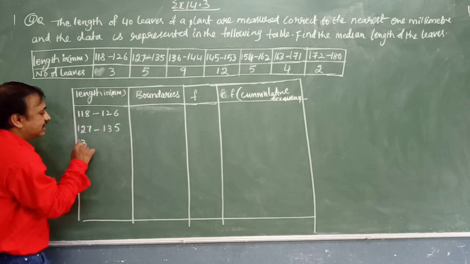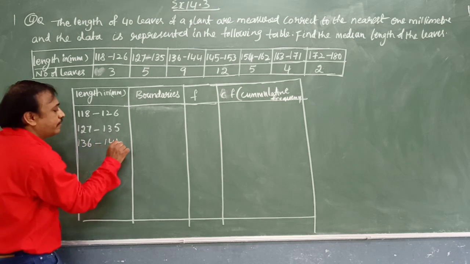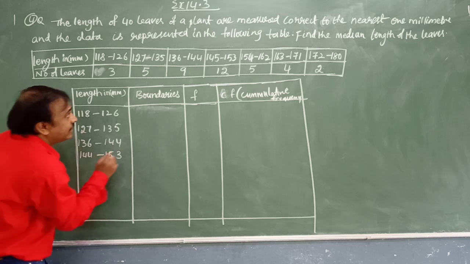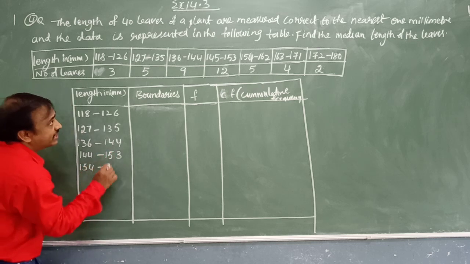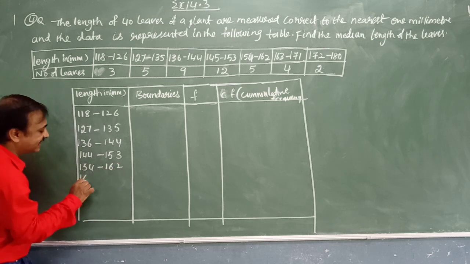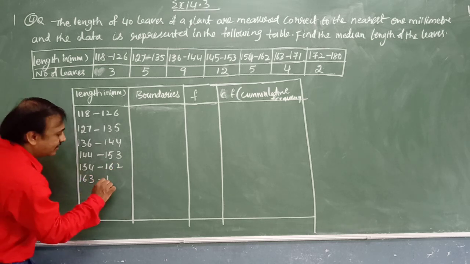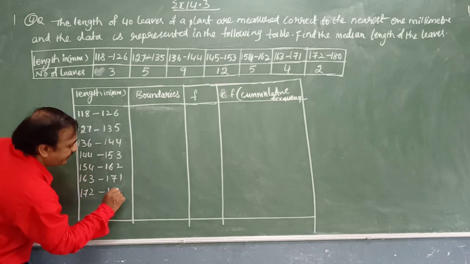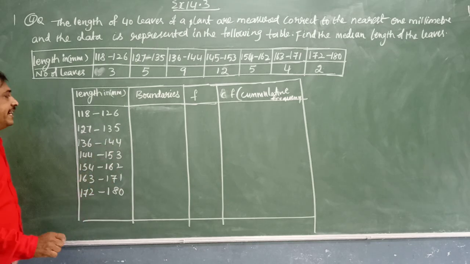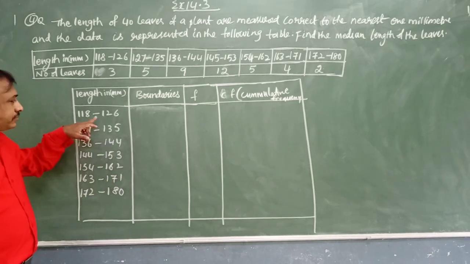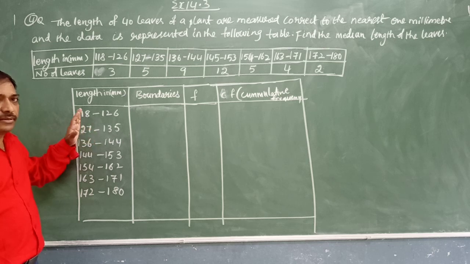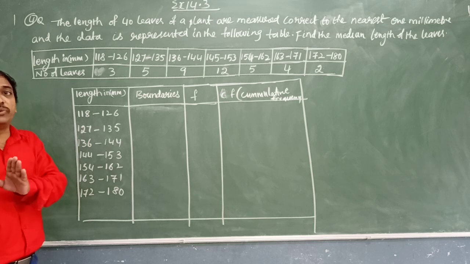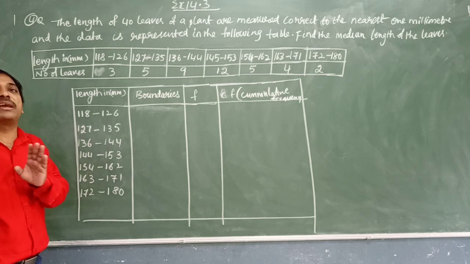135, next 136 to 144, next 144 to 153, then 154 to 162, next 163 to 171, next 172 to 180. So here the class size is the same. Then only we do this, because we have the questions with the same class size.